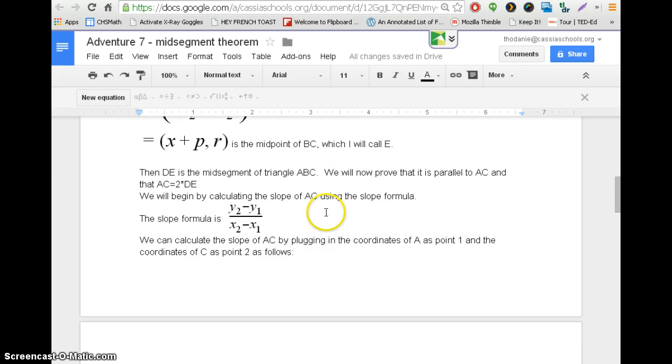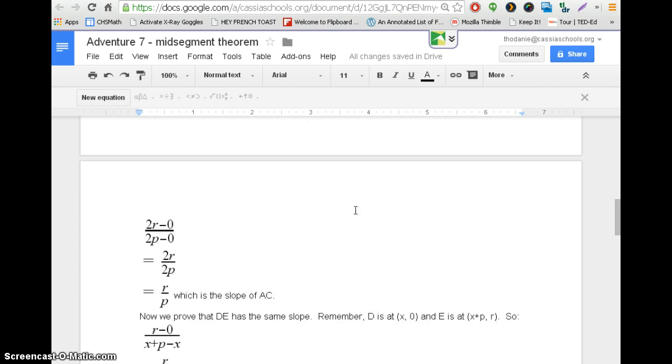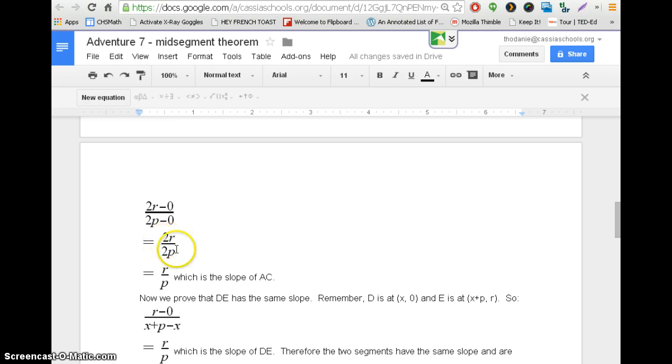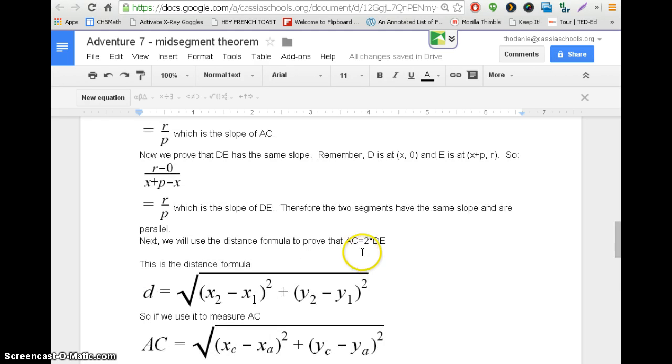So we use the slope formula for this. I've given the slope formula in here in case you've forgotten it: y sub 2 minus y sub 1 over x sub 2 minus x sub 1. And I've calculated the slope by plugging in those coordinates. Remember that A was at 0, 0, and C was at 2p, comma 2r. So the y value is on top, the x value is on the bottom. I simplify, get rid of that, and I've got the slope of AC. And then I use the same slope formula to find the slope of DE, and once I simplify, I end up with exactly the same slope, which proves that they're parallel.